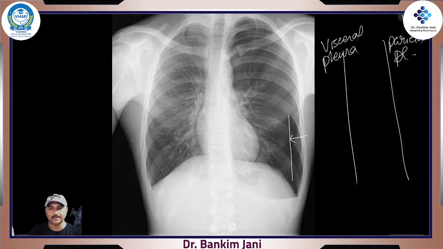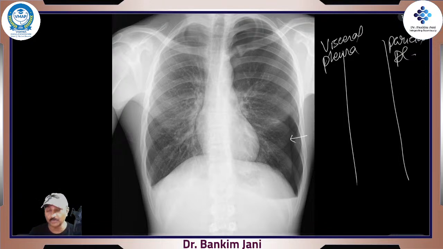It is never seen because they both are so close, with just 5 ml of fluid, that it is like one line only. And it is almost in apposition with the thoracic wall, so you never see it. This happens when the air enters and pushes the visceral pleura, and that's where you see this line.